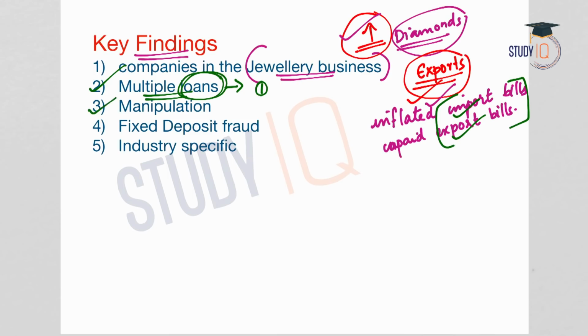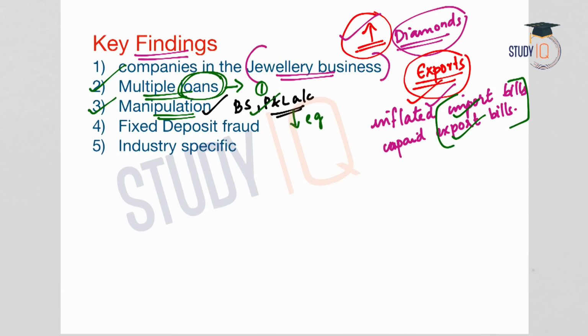The third finding was regarding the manipulation of papers. The companies were found to manipulate the paperwork to dupe the lenders. So in order to avail loans from multiple lenders by a single company, many companies manipulated the papers. This involved manipulation of the balance sheet, profit and loss account, etc., in order to show higher levels of profit and avail more credit from the banks.